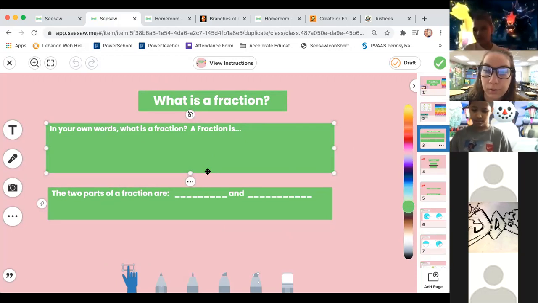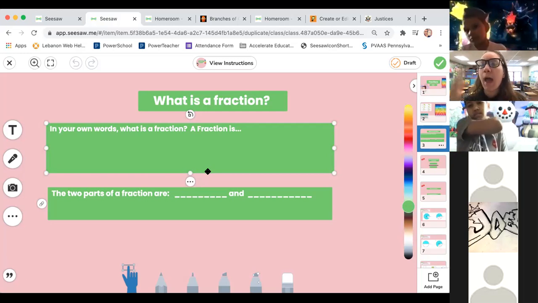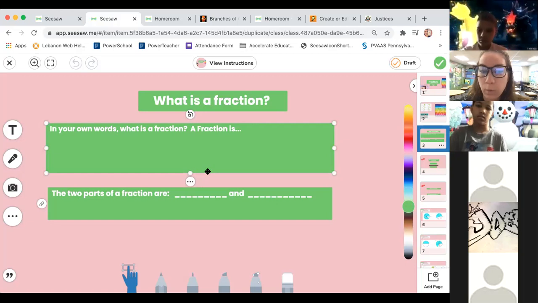A fraction is like a whole group and then you split it up. Yeah, it's parts of a whole group. It's when you have a whole group split into equal, that's the biggest part, equal parts, and then how much is split up, right? It's when you have a whole split into parts, equal parts.